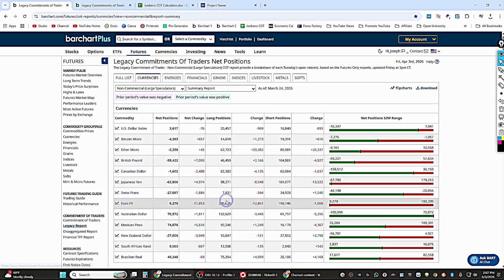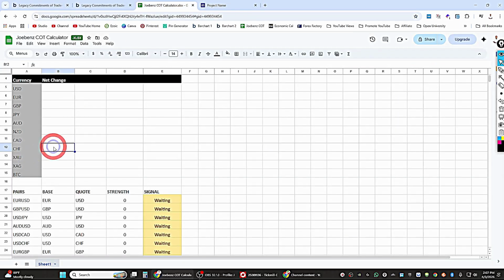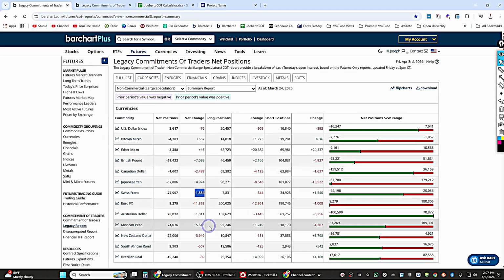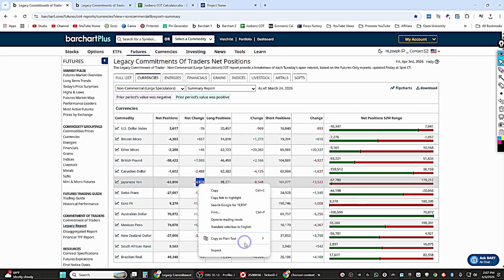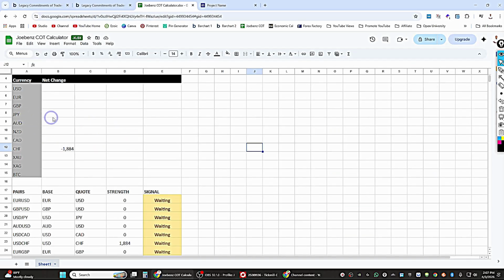Let's say I want to trade Swiss franc. So let me copy Swiss franc like this. All right, Swiss franc. Let's go to calculator, CHF, and then we'll paste it right here. And then let's go back to the calculator. Let's say Swiss franc against JPY. Just paste those two like that.